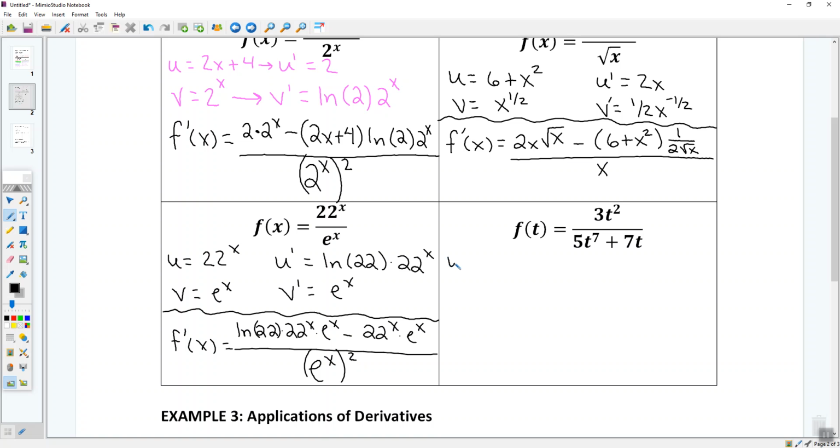Shout it out. What's u? 3t squared. So that makes u prime. You tell me if I'm right or wrong. Is that 6t? Don't write down 60. Write 6t. Some people will write 60. Okay?